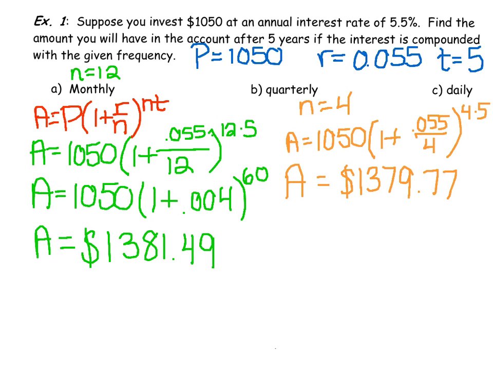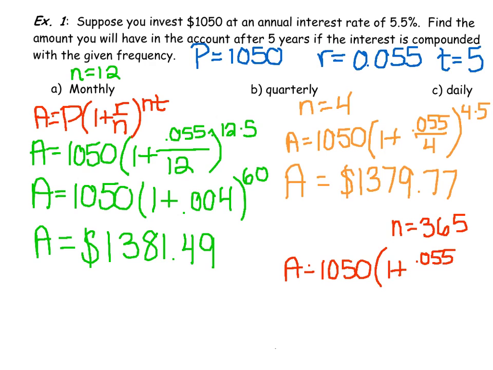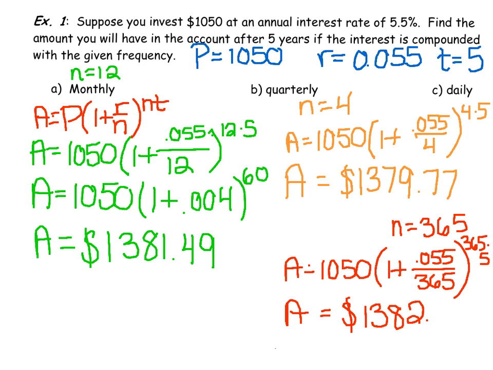All right, hopefully you did this and you said n equals 365. So if we plug that into our formula, we have 1,050 times 1 plus 0.055 divided by 365 to the power of 365 times 5. Put that all in your calculator and you should get an answer of $1,382.33. Very good.